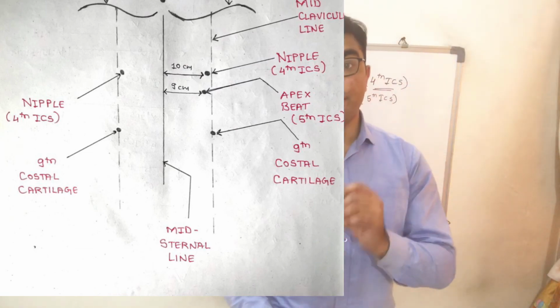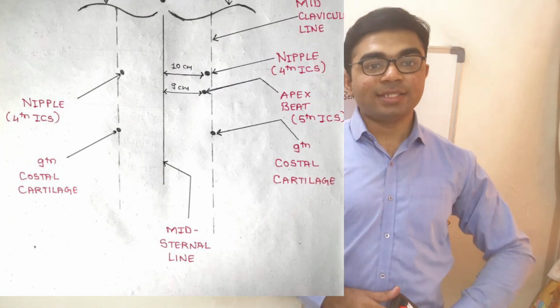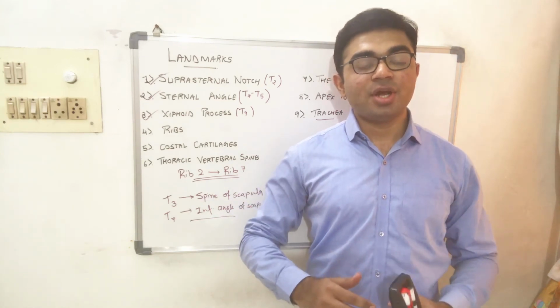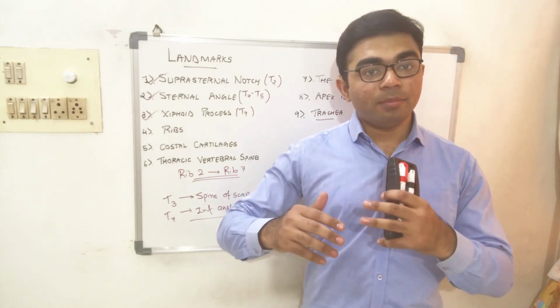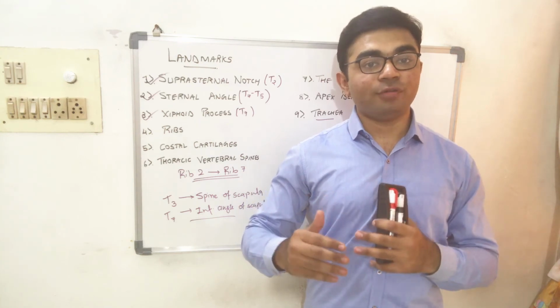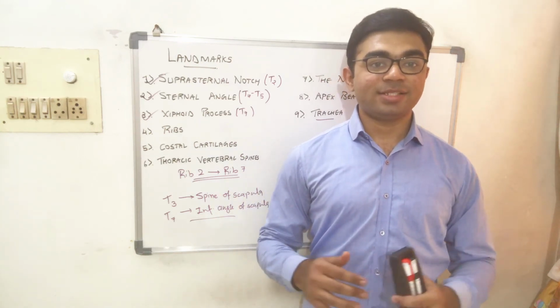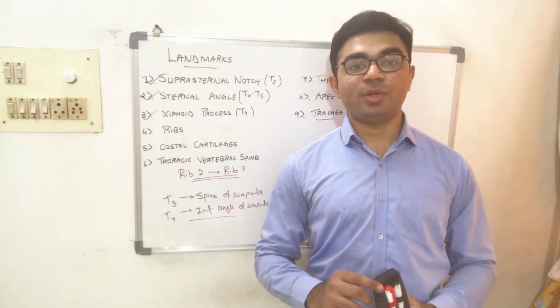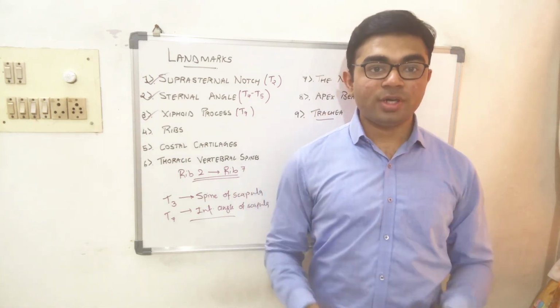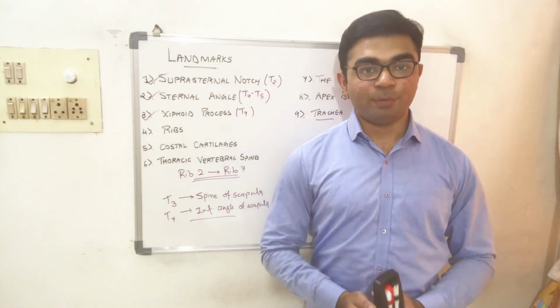The next thing is the mid-axillary line. The mid-axillary line starts from between the two folds of the axilla. And the last one is the posterior line, which goes downwards from the inferior angle of the scapula.